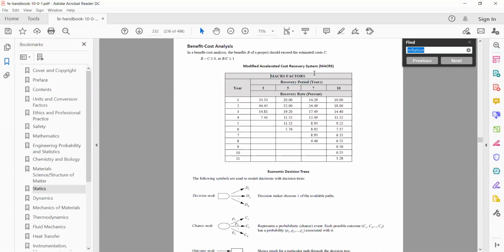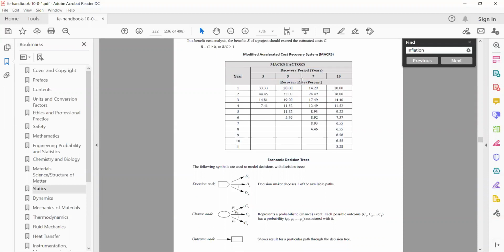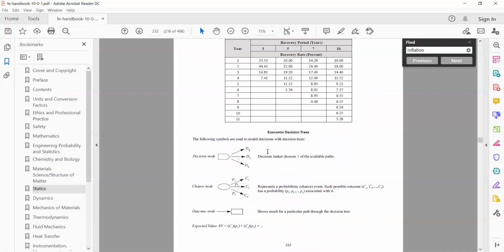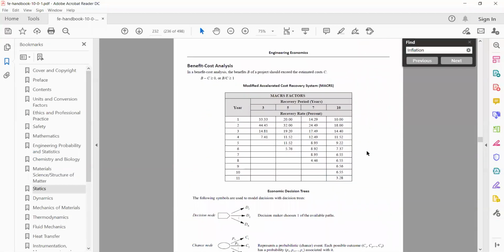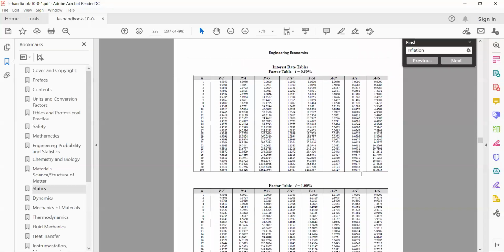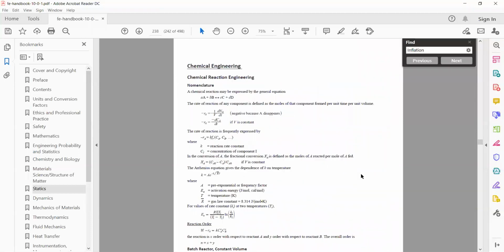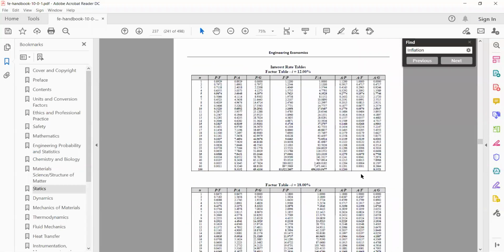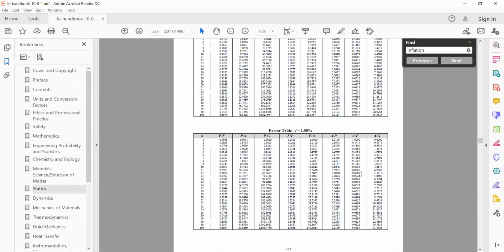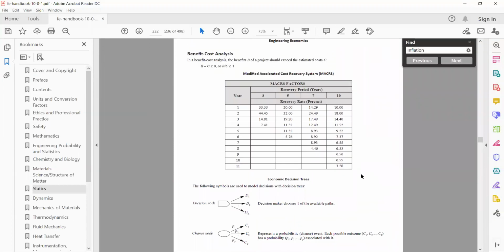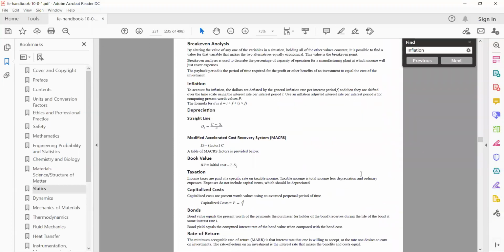Oh yeah, my bad. We have our MACRS table, which will be used. We have a MACRS problem prepared here, and we're going to go through that and see how it works. We have some economic decision trees, and then the most important, which are the interest rate tables from 0.5% all the way to 18%. And that's basically the entirety of the handbook for economics. It's quite short, so everything that you'll need is likely going to be available here, which is mainly just equations.